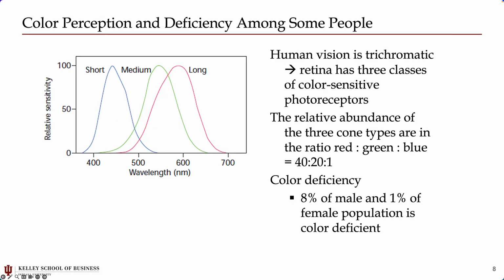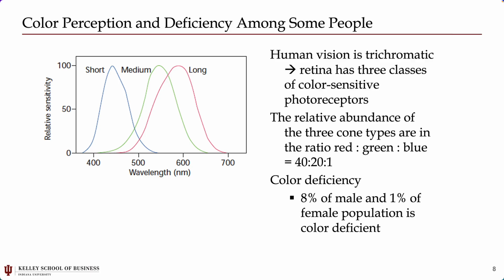Human vision is trichromatic. We have three types of cones: red, green, and blue. But here is the catch. They're not evenly distributed. The ratio is roughly 40 to 20 to 1 for red, green, and blue. And this uneven distribution leads to color deficiency, and it's far more common than most designers realize.